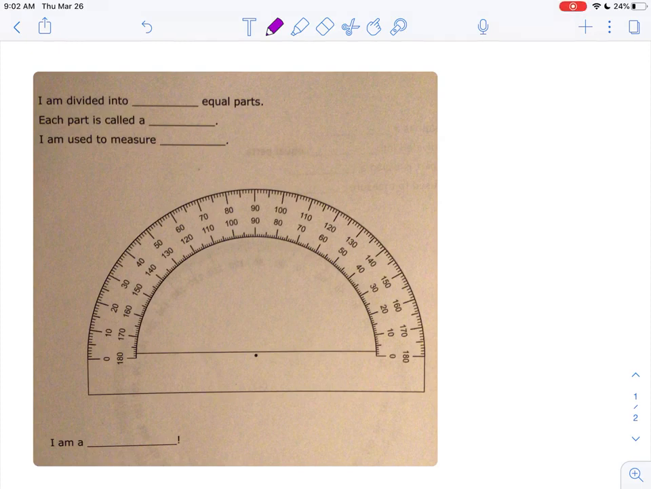Hi, fourth graders. Today we're going to talk about a tool we use that helps us measure angles. So if you look at this picture, this is the tool we're going to talk about, and it's a new tool to us. So I'm going to tell you it's called a protractor. Can you say that word with me? Protractor. And all a protractor does is it's used to help us measure angles.